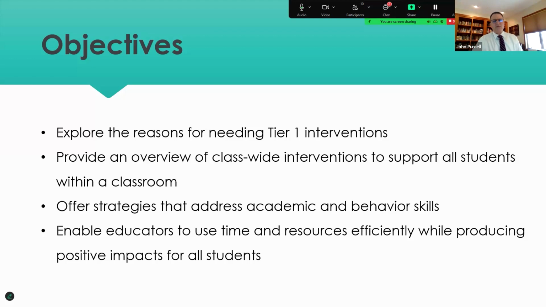We'll provide an overview of class-wide intervention to support all students. That's the how. Also, the how is the strategies for you to address these academic and behavior skills. So we'll look at the why, the how of an overview, the how of some strategies, and then the outcome to enable you to use time and resources efficiently while producing a positive impact for students. That's what it's about. It's about making sure that students are successful.